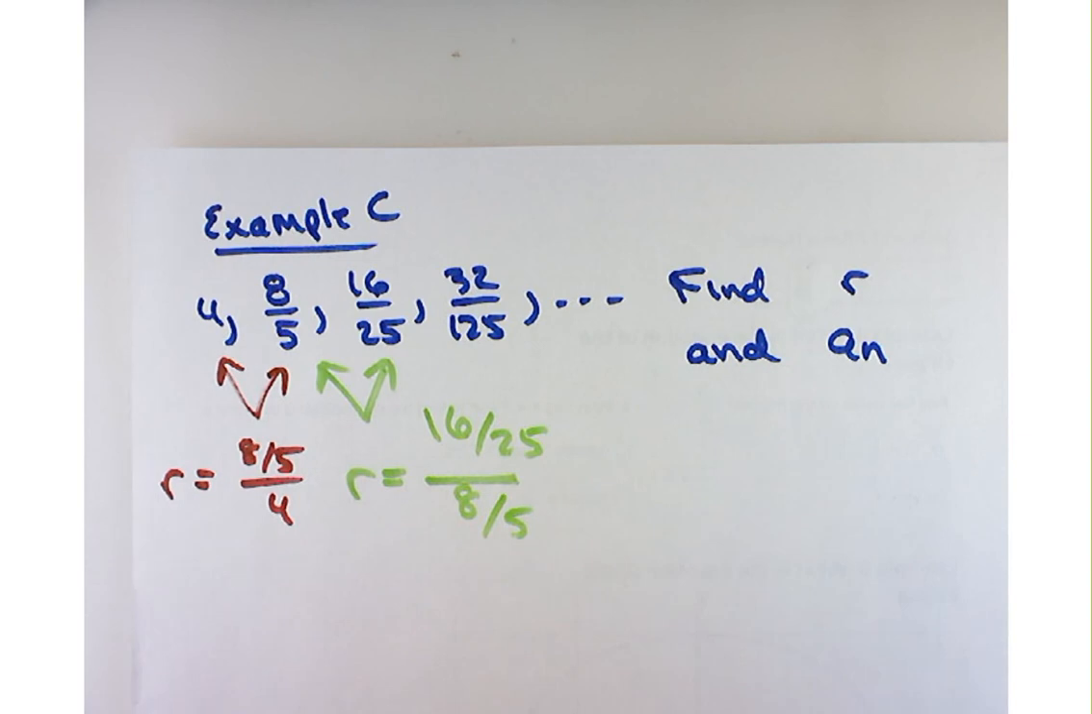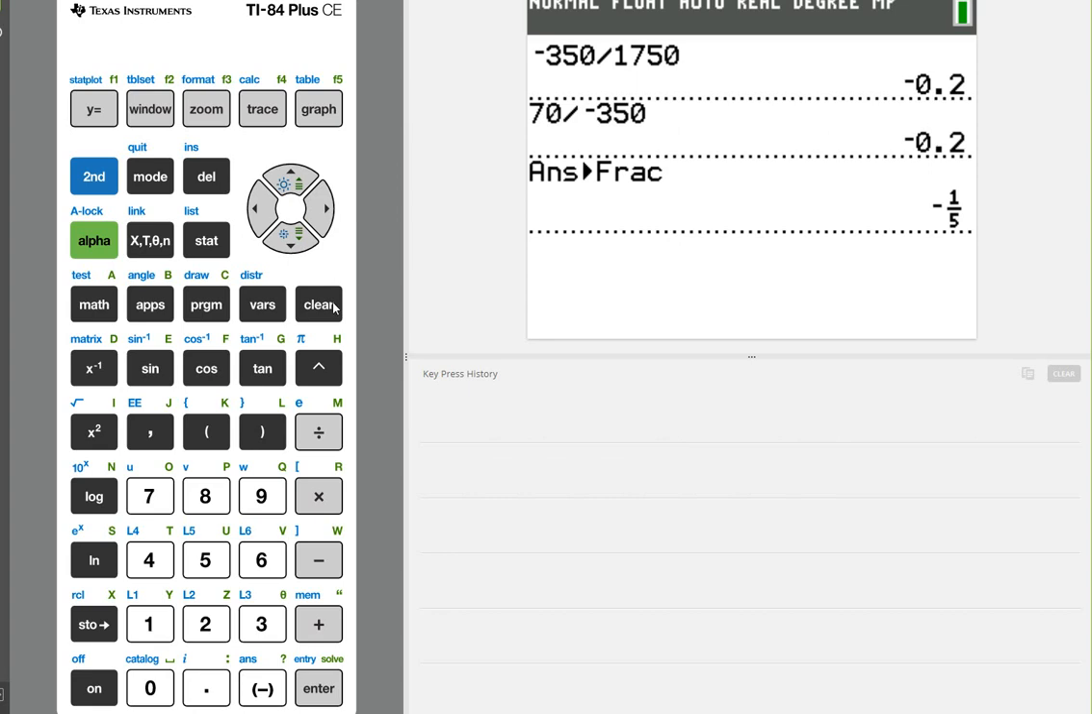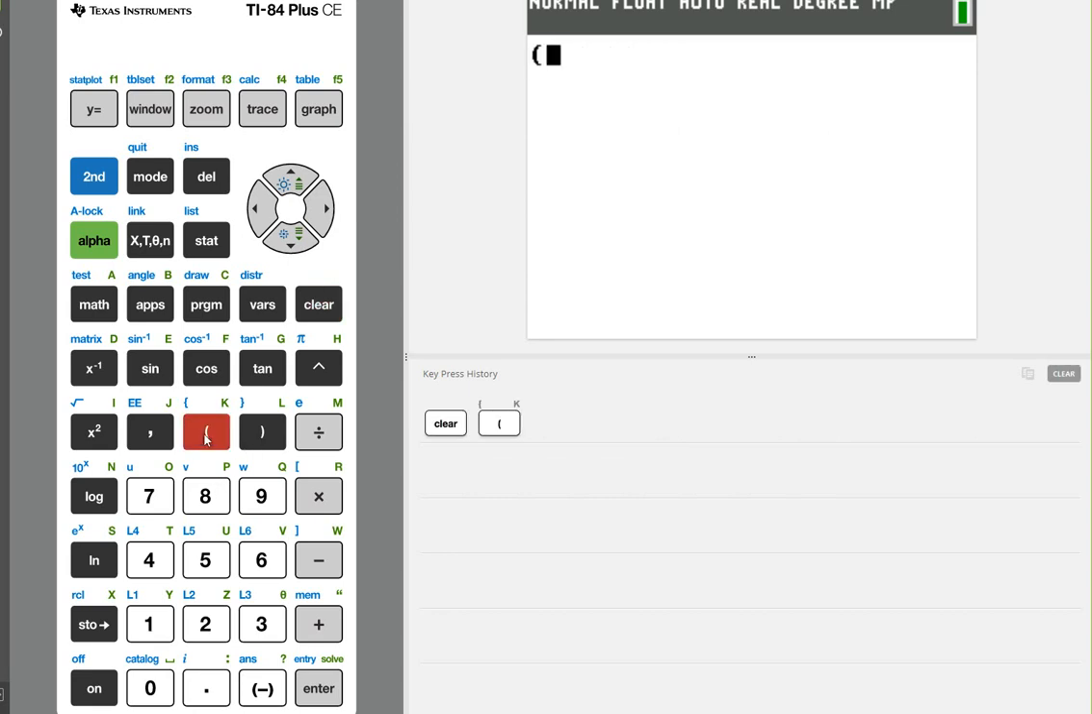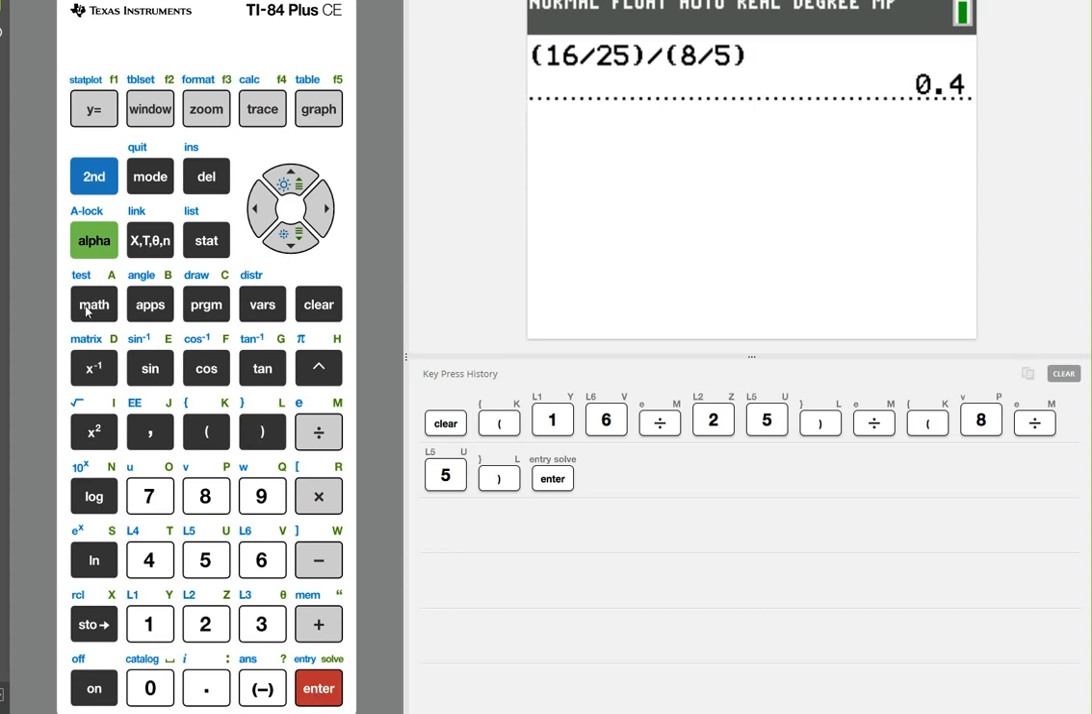Now that becomes a little bit more of a pain to do on your calculator. You can do this other ways, and I'll talk about that in hindsight. But just use some parentheses. 16 divided by 25, parentheses, divided by, parentheses, 8 divided by 5. Again, you're going to get a decimal, and you can turn that into a fraction by hitting the math key and then enter twice.